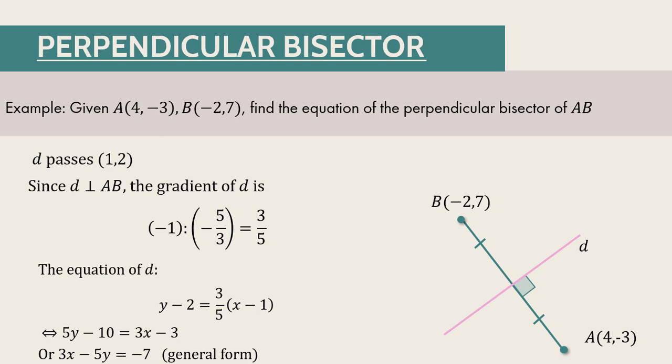So after some steps, first we find the midpoint of AB. The second step is to find the gradient of D by finding the gradient of the line segment AB. And the third step is to apply the point gradient formula to determine the equation for the line D. If you want to put it in general form, just use some basic algebraic transformation and you'll get there. Do you remember the procedure?